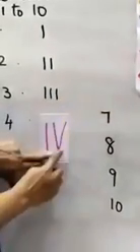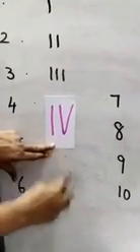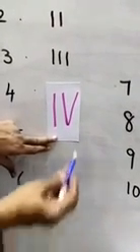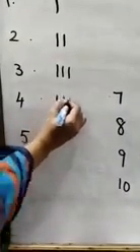Next number is 5. When you write the smaller value before the greater value, it indicates that we need to subtract that. 5 minus 1 is 4. Therefore, we have to write I before the V. I and V make 4. The 5 value is symbol V.